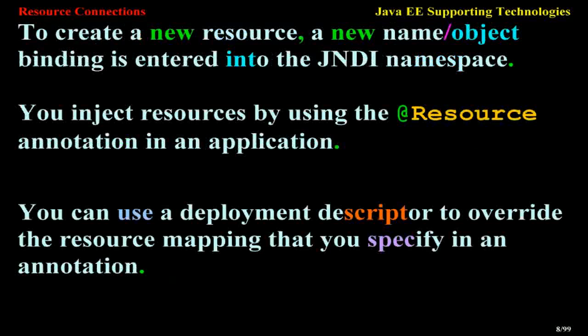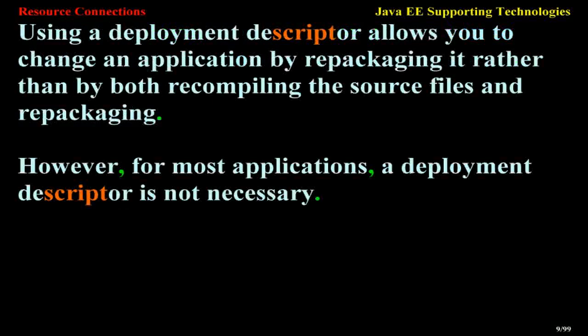You inject resources by using the @Resource annotation in an application. You can use a deployment descriptor to override the resource mapping that you specify in an annotation. Using a deployment descriptor allows you to change an application by repackaging it rather than by both recompiling the source files and repackaging. However, for most applications, a deployment descriptor is not necessary.